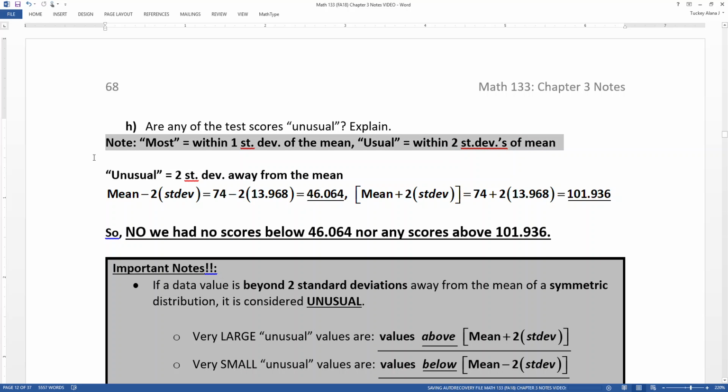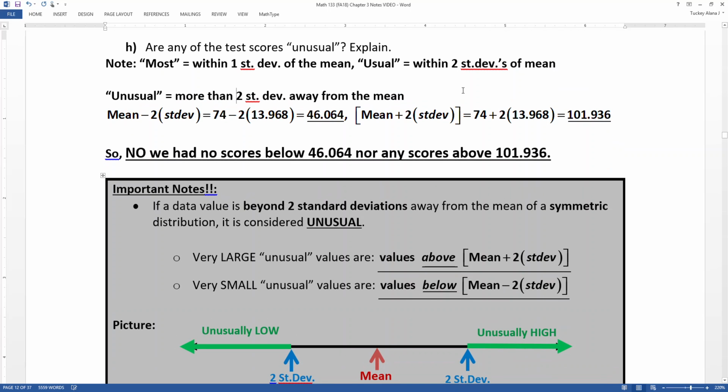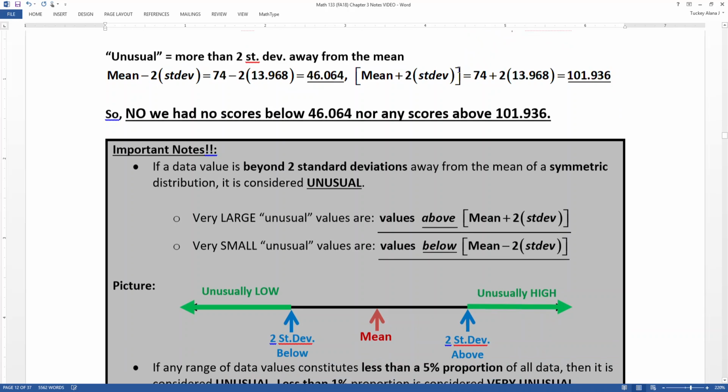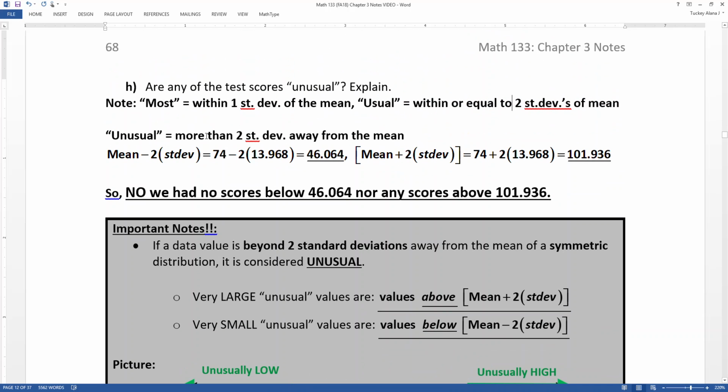And just real quick, I made a note: most is within 1 standard deviation. Usual is within 2 standard deviations. So therefore, unusual will be more than 2 standard deviations away from the mean. Or I should say, within or equal to 2 standard deviations is usual. So 2 itself actually falls in the usual zone. It's past 2 standard deviations, more than 2 standard deviations away, that counts as unusual for our purposes.